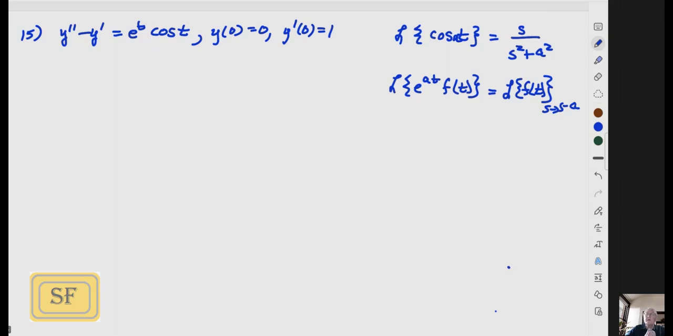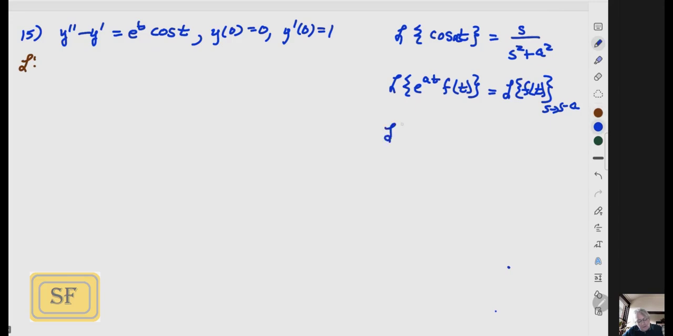Okay, on 15, we have an initial value problem. A second order ODE, y double prime minus y prime equals e to the t cosine of t. We're given the initial values y of 0 is 0 and y prime of 0 is 1. So we're going to start solving this by applying the Laplace transform to each term.